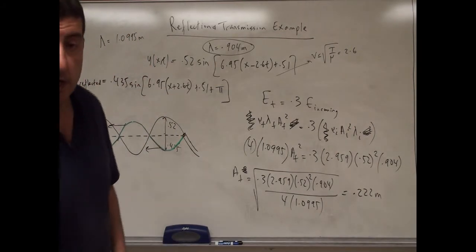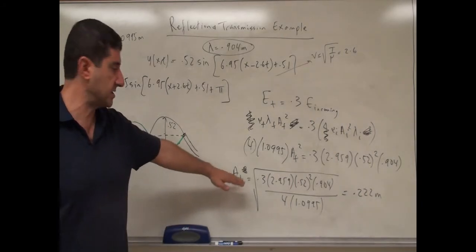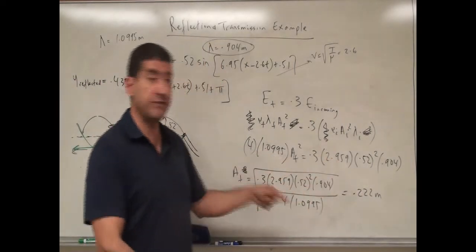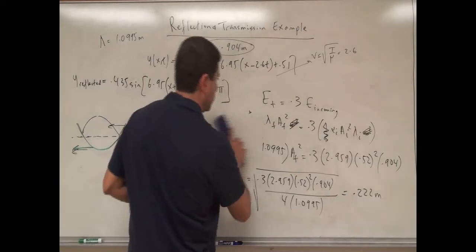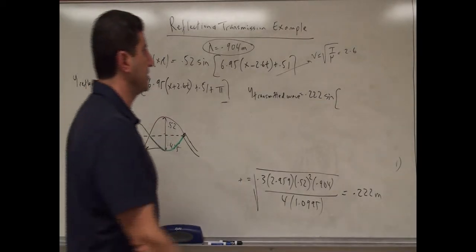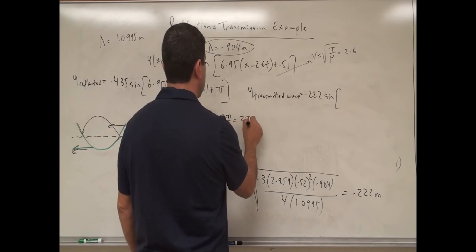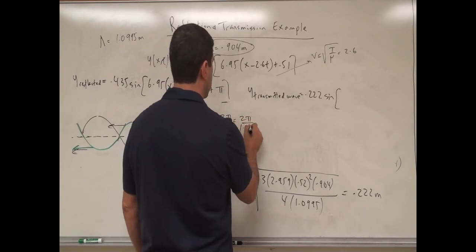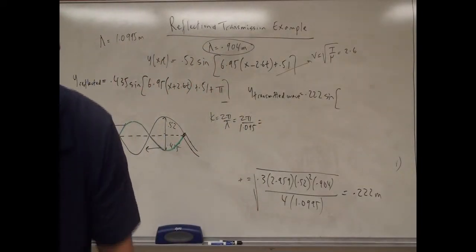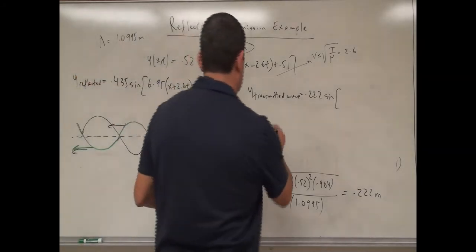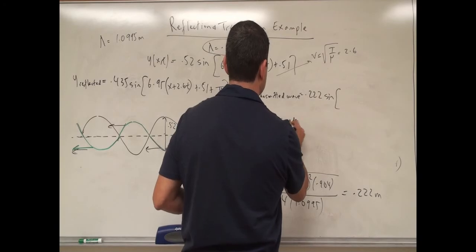So A transmitted. Is there a phase shift upon transmission? No. So this is the only thing that happens. The amplitude goes down and the wavelength goes up. So let's draw that visually, and then let's write down the equation. Well, we can calculate what the K value is. K is equal to 2 pi over lambda, 2 pi over 1.0995. Okay, and when we do that, we get 5.715, that's rads per meter.